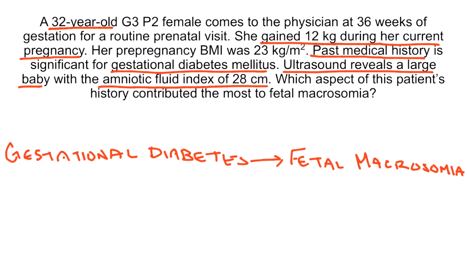And then during pregnancy, she didn't gain too much weight either. She gained 12 kilograms. So that's actually normal. So again, the thing that contributed most to macrosomia is the gestational diabetes.